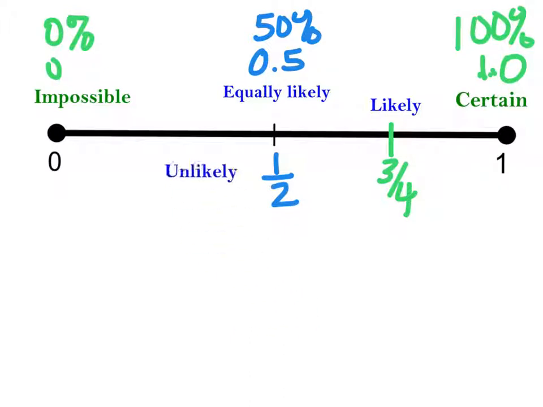And then unlikely would be over here, on this part of the number line. Maybe that would be like 1/4, so you only have a fourth of a chance of it happening. So that would be more unlikely, or even closer to 0. Those are things that are not likely to happen. You still have a little bit of chance, like winning the lottery. That's unlikely, but it's not impossible.